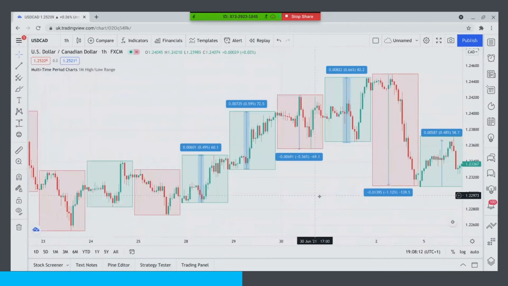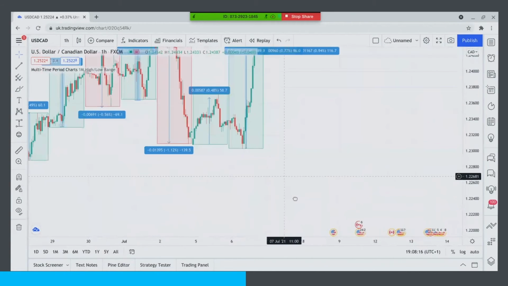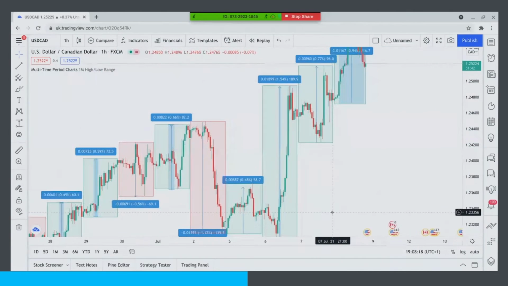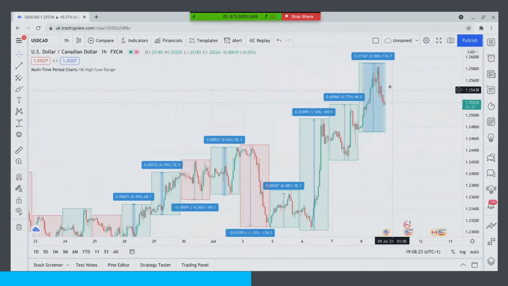Right, guys? Now, as well as daily limits, we also have weekly limits on the chart. So if you have a look, let's look at USD CAD. How is it performing for this week? So here's Thursday, Wednesday, Tuesday, Monday.